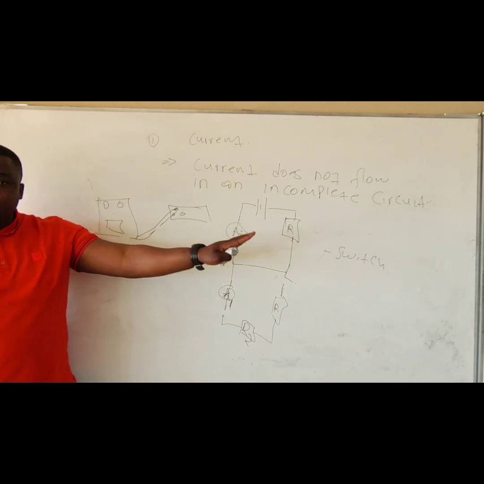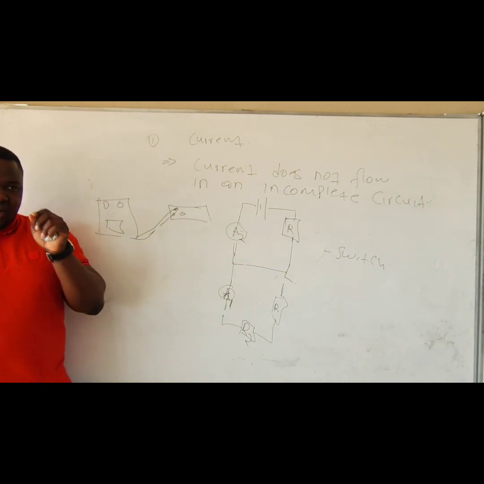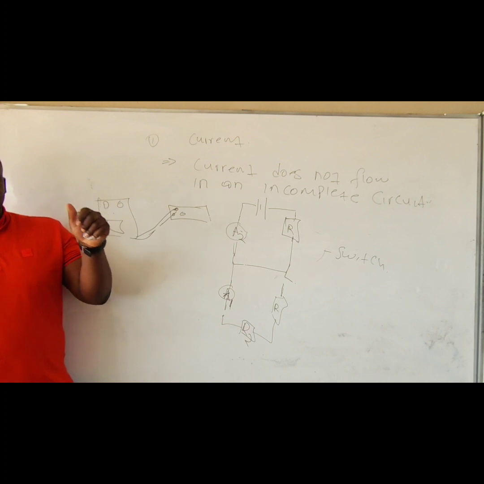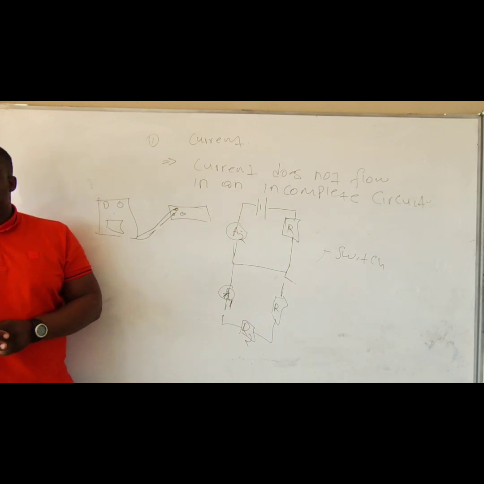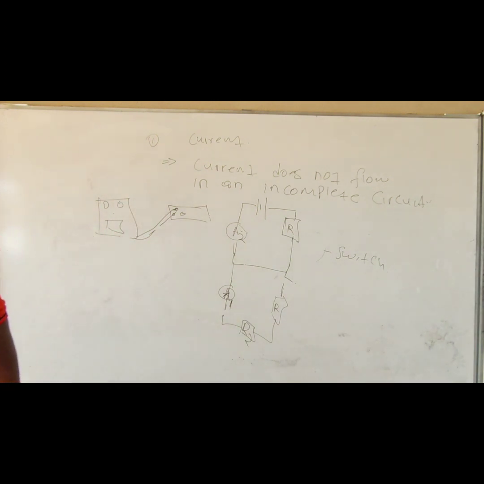The other part we're explaining general, right? Now we're explaining in order to interpret. First point that we have taken: current does not flow in an incomplete circuit. We're good, right? Yes. I see you are starting to understand.